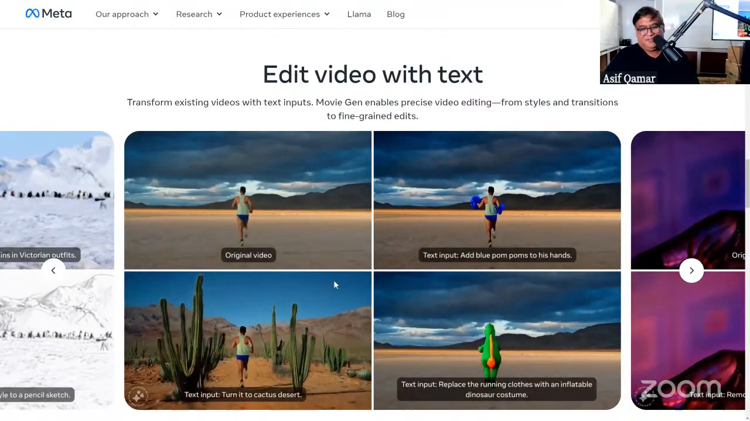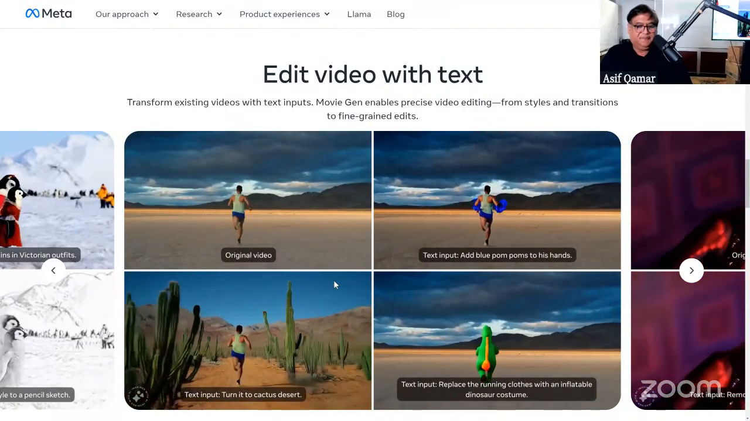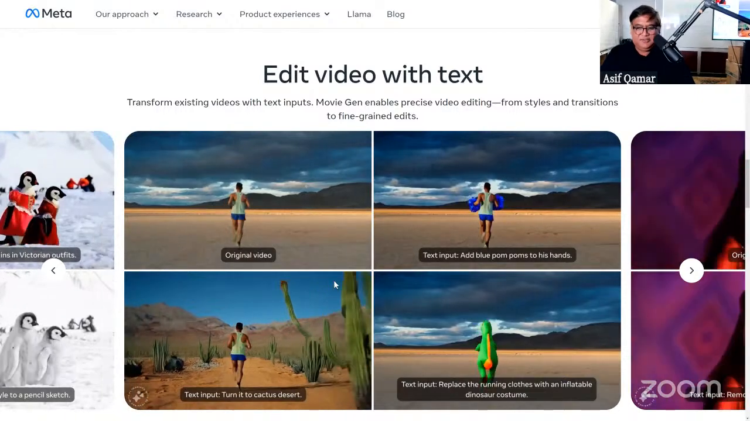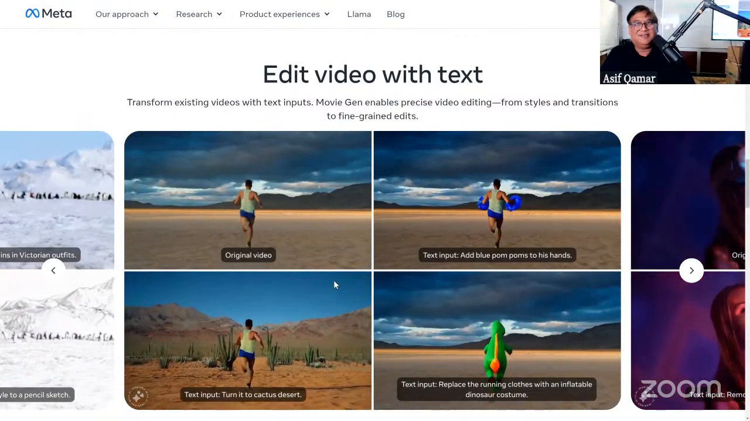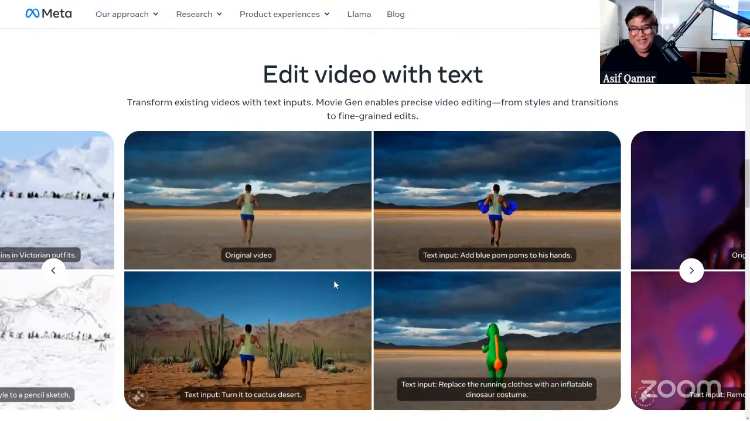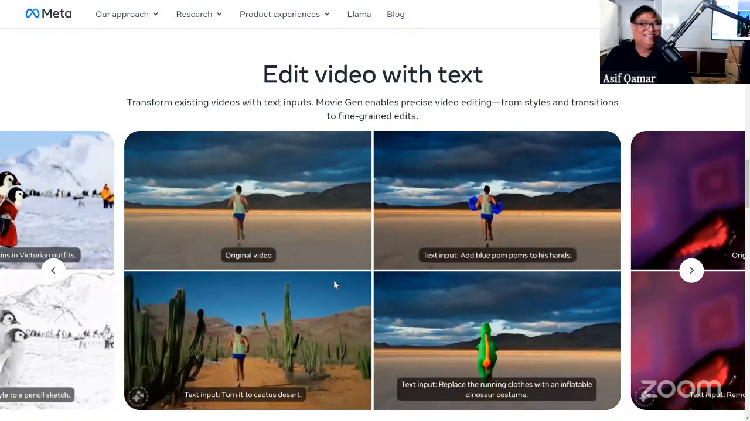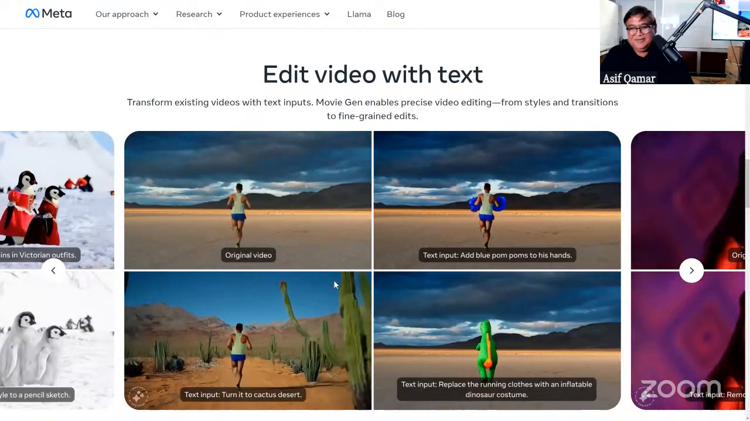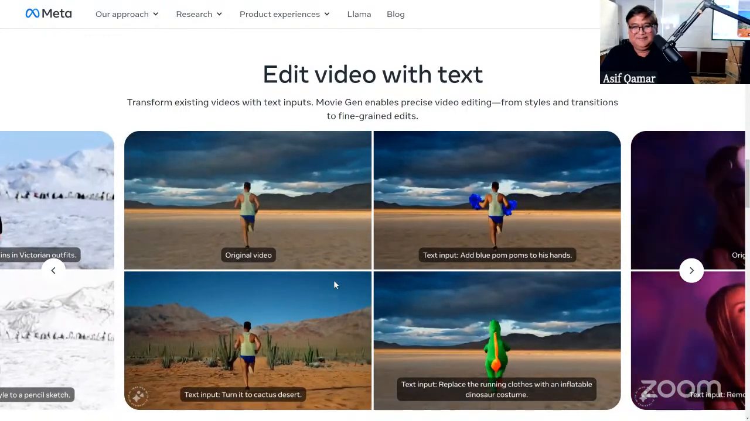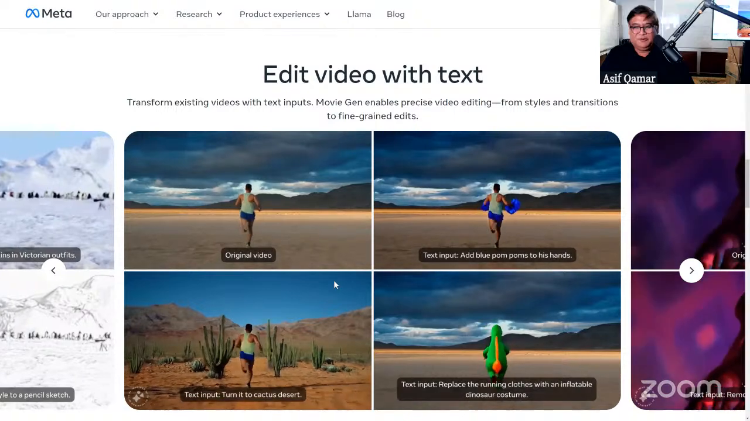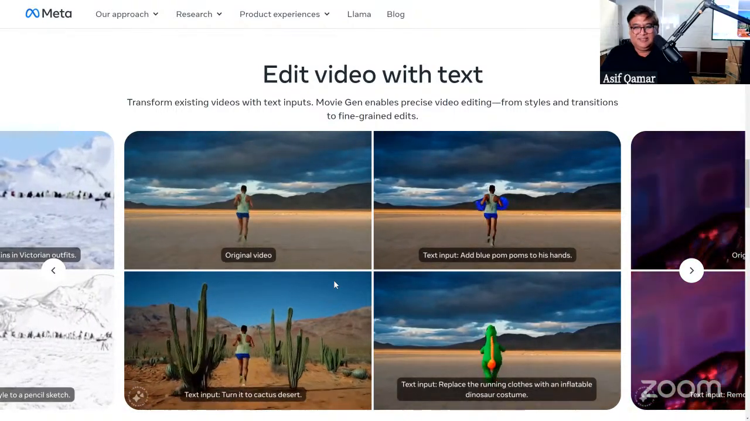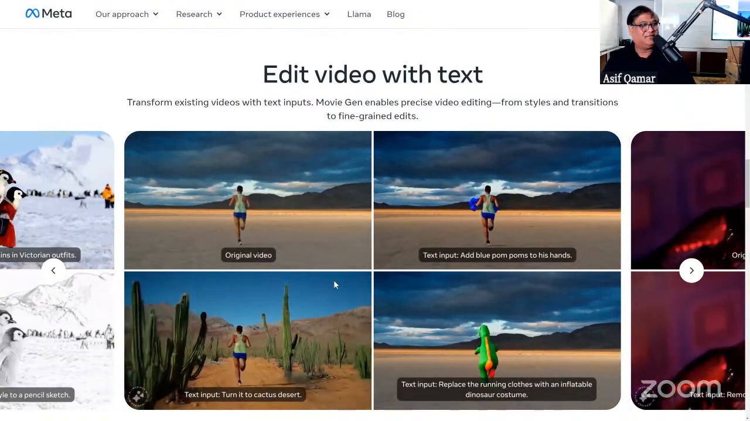Joshua National Park, yeah, something like that. And this person is running. And you take this video and you say, add pom-poms to his hands. I don't know how many runners do that, but you look at the realism of it. Right? And if you observe the pom-pom, you can literally see the changing color, like the light effects on it.